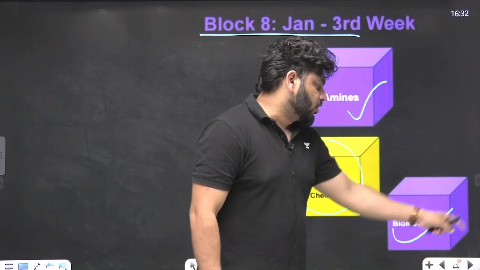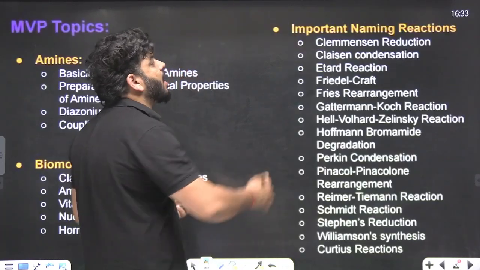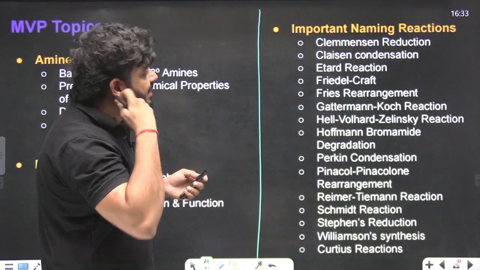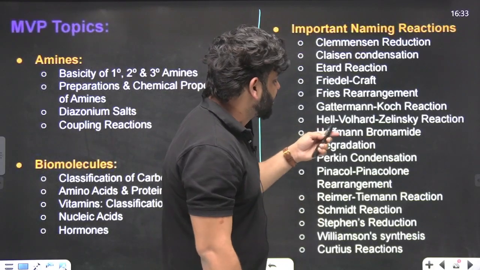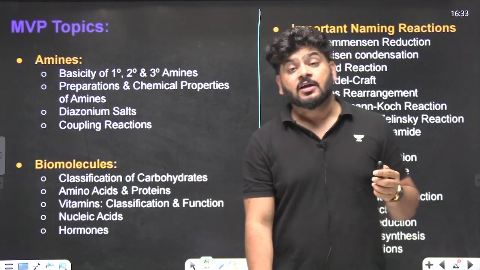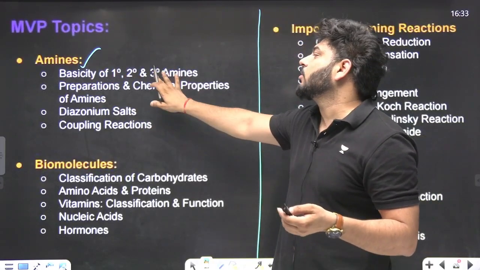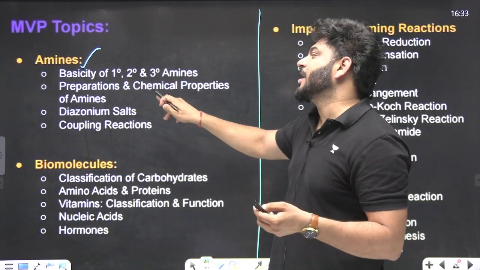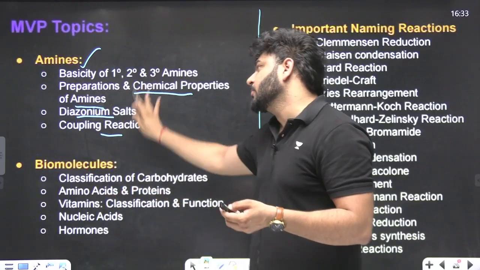And biomolecules is another chapter that you can cover at the last, because there is some rote learning part which you can cover at the end only, so that you can learn it or memorize it properly. These are the set of reactions that we need to cover, because from these reactions so many questions have been asked previously. Coming to amines, we have basicity of 1 degree, 2 degree, 3 degree that we have already covered in application of electronic effects in GOC day 2. Preparation and chemical properties of amine, diazonium salt, coupling reactions, these are the important parts.